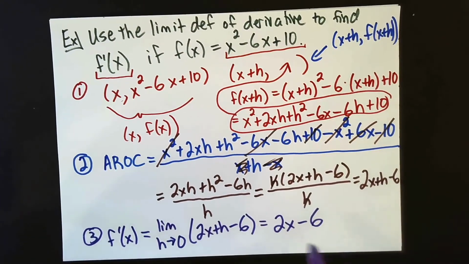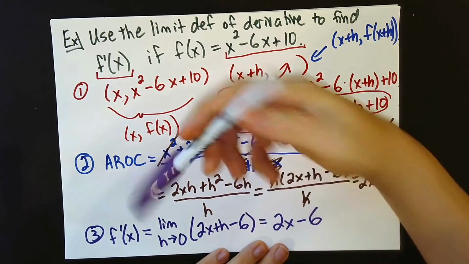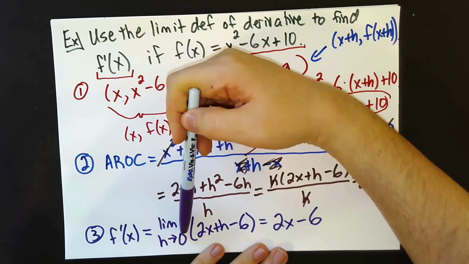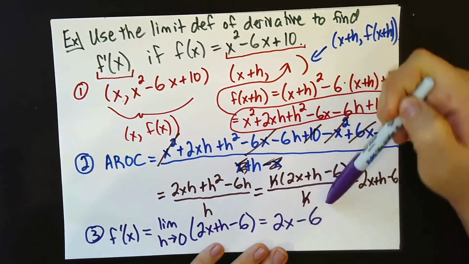Okay. Notice, why is it 2x minus 6? It's because there's two variables here, x and h, but the only one the limit is concerned with is h. Namely, the limit here is saying, what if h gets near 0? Well, then this term just vanishes, and I'm just left with 2x minus 6.